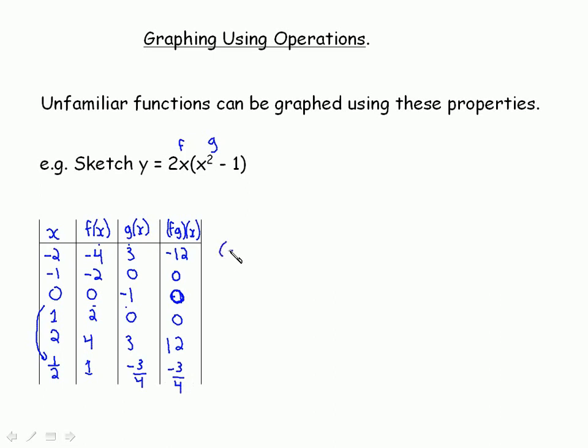So the points we're concerned with are when x is -2, our new y coordinate is -12. When x is -1, the new y coordinate is 0. When x is 0, the new y coordinate is 0. When x is 1, the new y coordinate is 0. When x is 2, the y coordinate is 12. And then finally, when x is 1/2, -3/4.